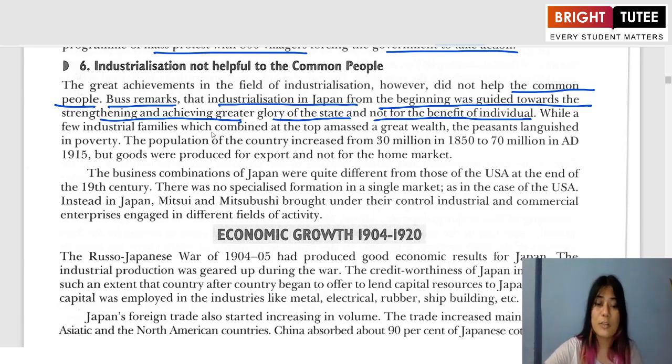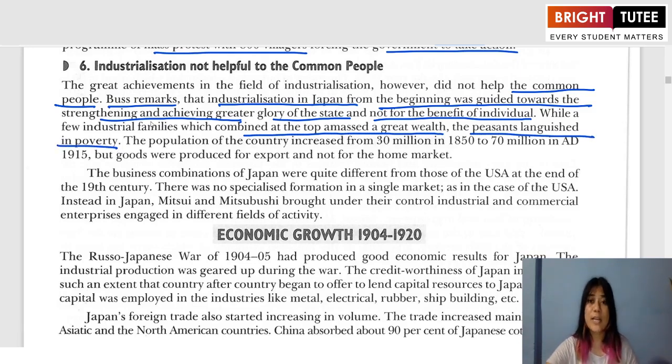While a few industrial families which combined at the top amassed great wealth, the peasants languished in poverty. So this industrialization brought great wealth and huge profit to a small number of families, like the four rich families we saw who benefited from this industrial revolution in Japan. So there were families who grew wealthier, who became economically so strong and powerful.